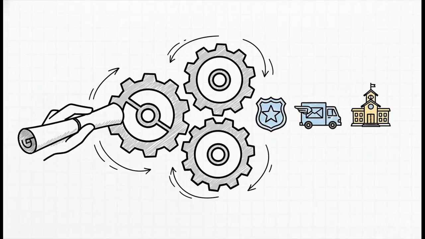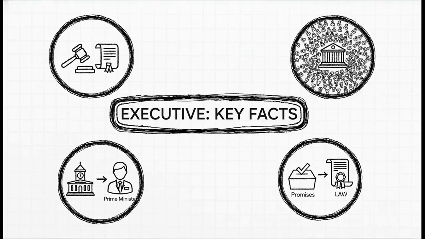Okay, next up is the executive branch. This is the part of government that actually puts all those laws into effect. You can think of the executive as the engine of the state. It's the government itself, the civil service, the police, everybody who carries out the law day to day.